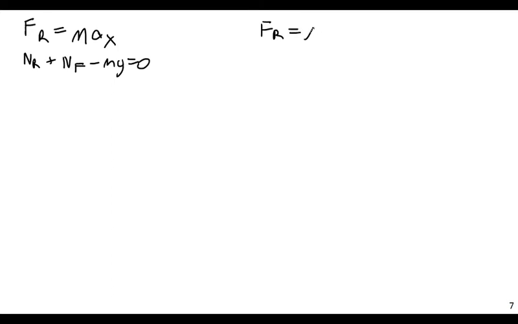And then I can do more summation of forces. F_R is going to be equal to M_A_X. That's what I had previously. So the three equations I have so far are F_R equals M_A_X, N_R plus N_F minus M_G is equal to 0. And another one that I know from the basic definition of friction is that F_R will be equal to mu N_R, the maximum frictional force that can be generated by the rear tires, the normal force on those tires times the coefficient of static friction.